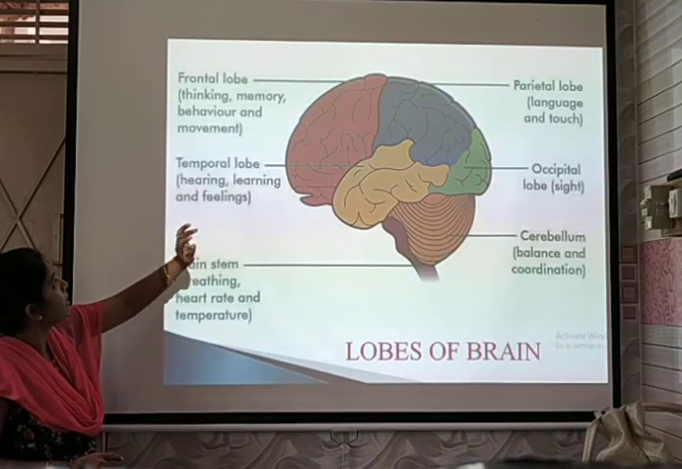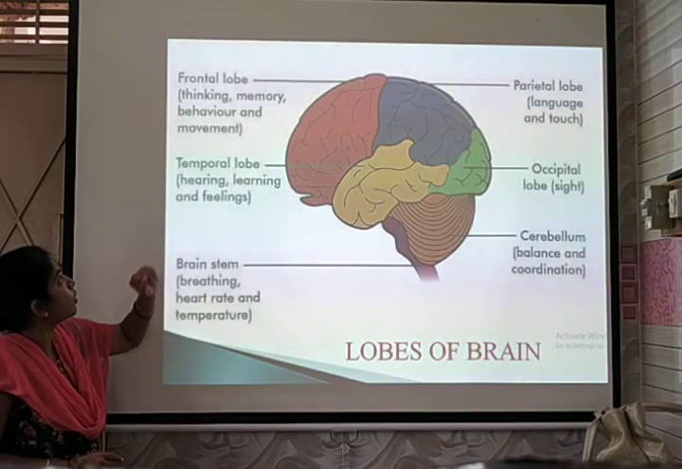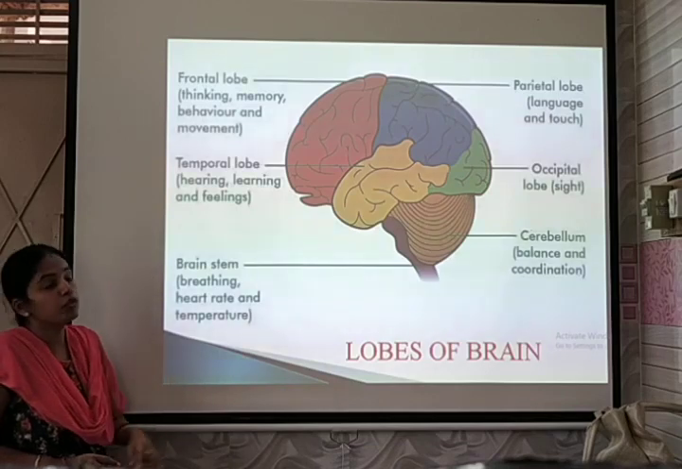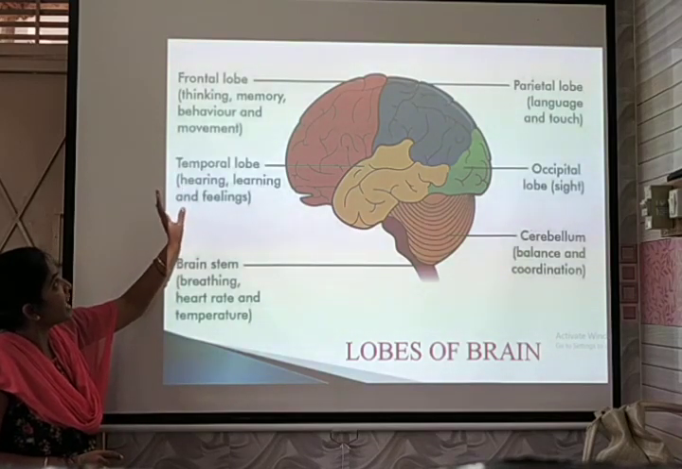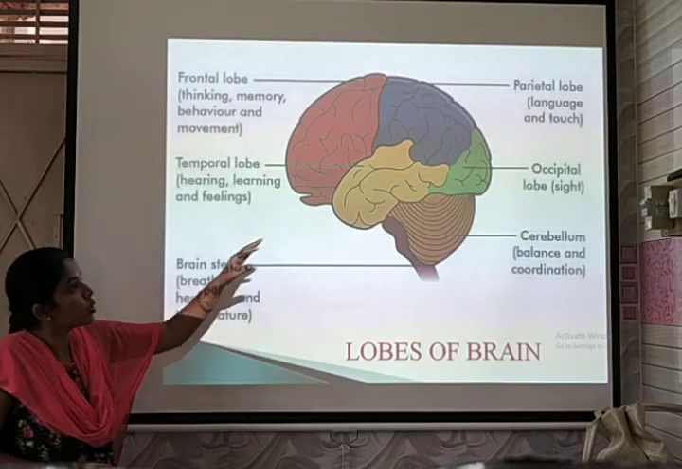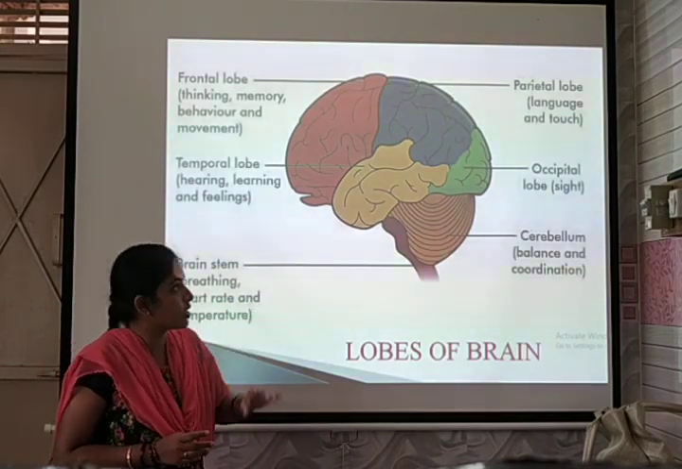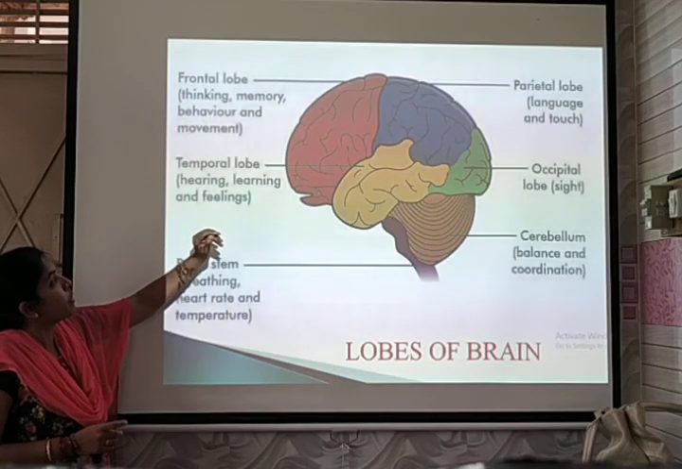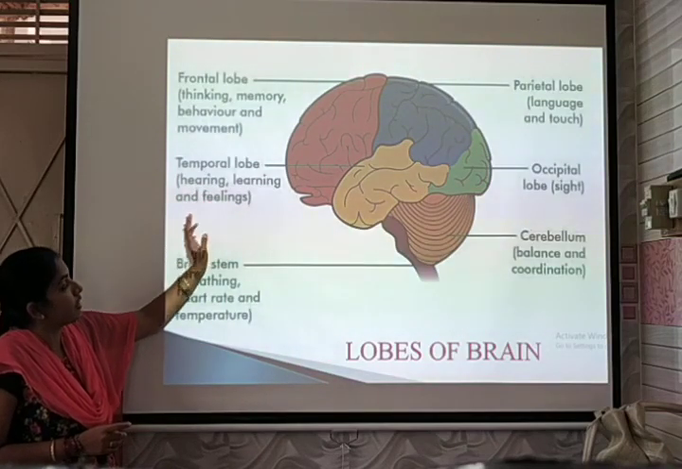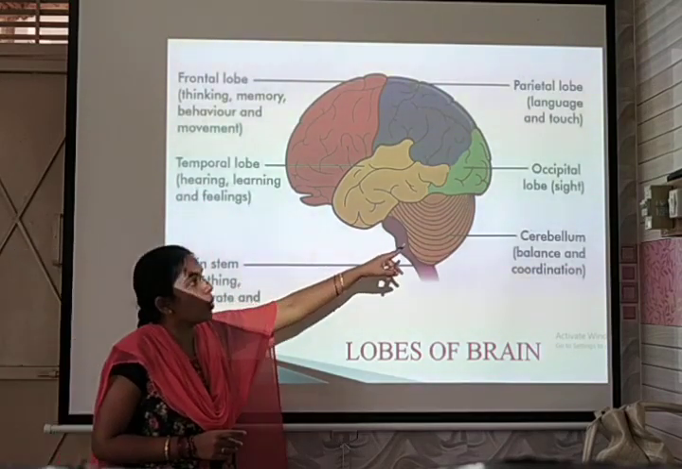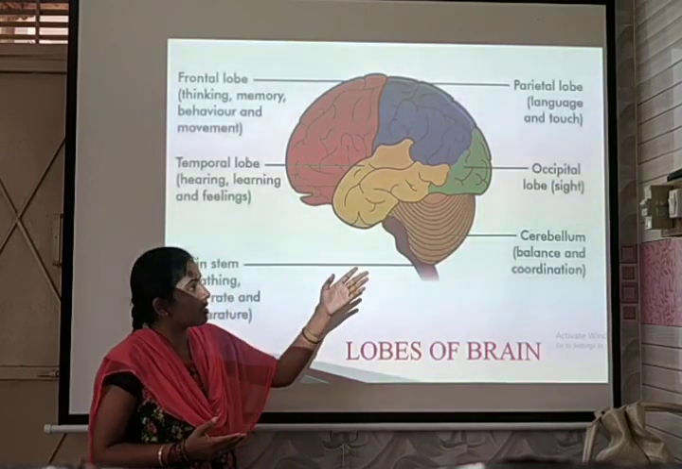Frontal lobe, parietal, temporal and occipital lobe. The frontal lobe is helpful for thinking, function, behavior and movement of our body. Whereas the parietal lobe is helpful for controlling language and touch senses. The temporal lobe is helpful for hearing, learning and even feeling. The occipital lobe is helpful for vision, it is called sight.